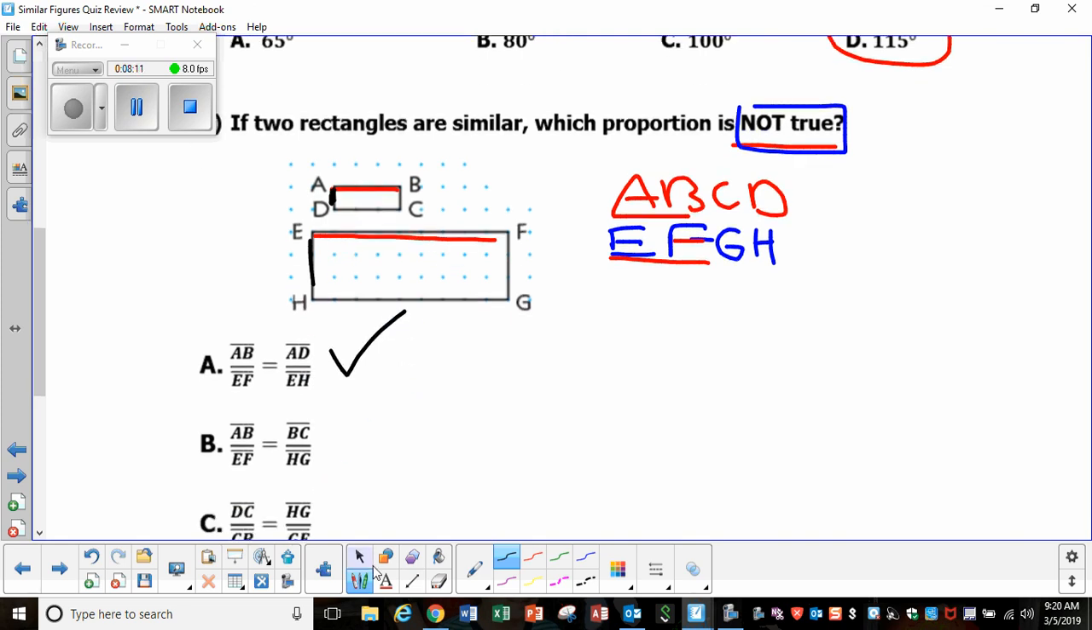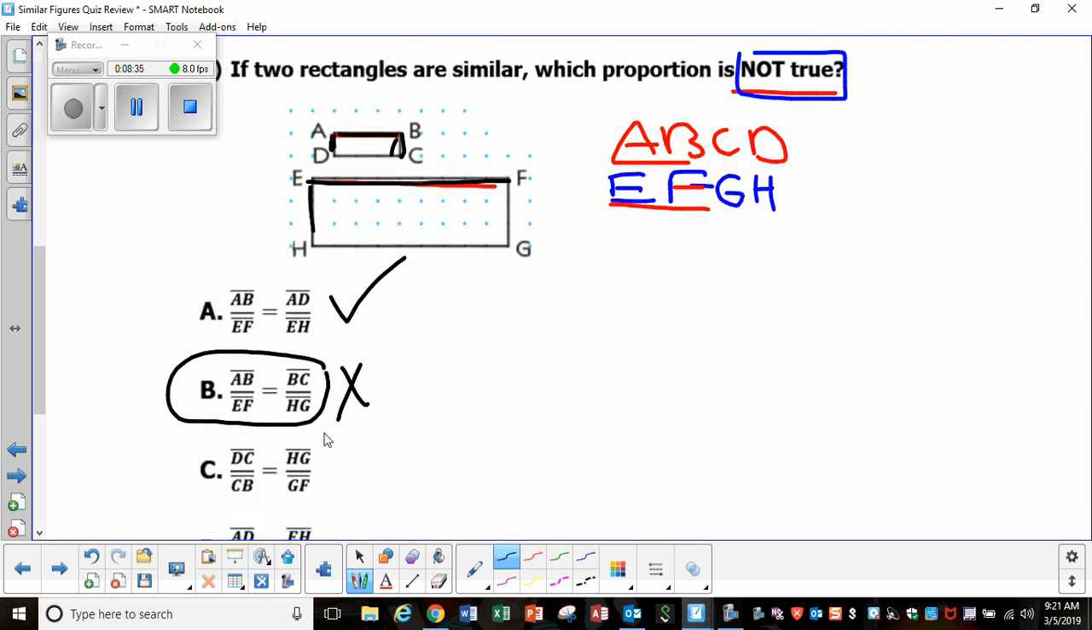Okay, next question says side AB, which is the top here, corresponds with EF, which is the top, again, first and middle, so far that's true. And then side BC, which is this side right here, corresponds with HG, which is the bottom. So this is not true. So far B is the answer. Okay, so I'm just going to double check C and D to make sure that they are true, since the question says which is not true.